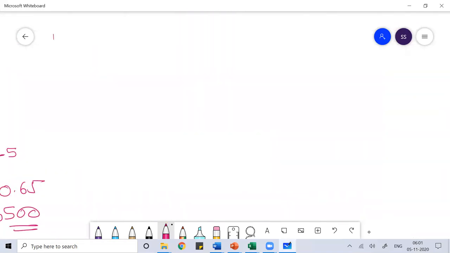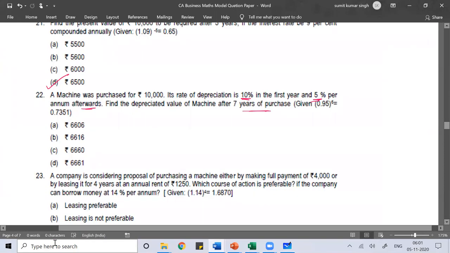So I hope you understand the term called depreciation. You all are preparing for CA, so definitely you know depreciation. How we calculate depreciation, either by straight line method or by single discounting method, double discounting method, and all. So this is 10,000. Its value is depreciating by 10% every year.